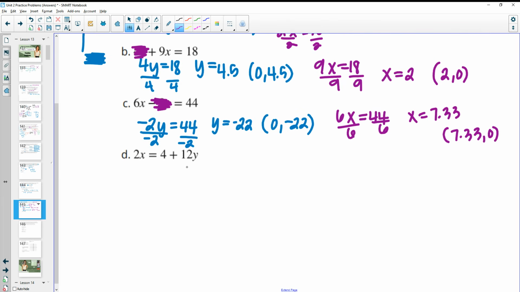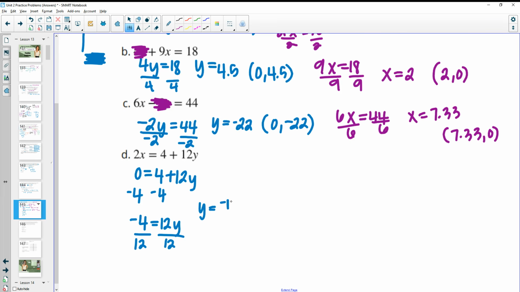Then this bottom one is kind of a mishmash. It's not in slope-intercept form, and it's not in standard form, but we can still do the same ideas here. So for the y-intercept, we'll plug 0 in for x. So then this is just going to say 0 equals 4 plus 12y. So then we'll solve for y. So I'll bring the 4 over, so it's negative 4 equals 12y. Then we'll divide by 12. So we get that y equals negative 1/3, or if you want to do it as a decimal, you can do negative 0.33. So then the ordered pair would be 0, negative 0.33.